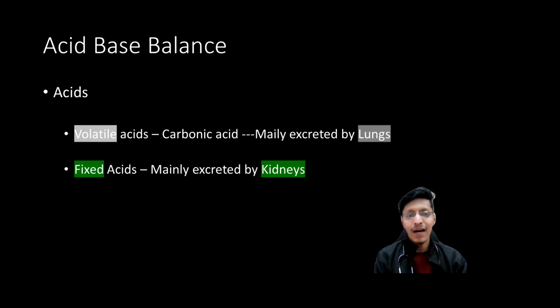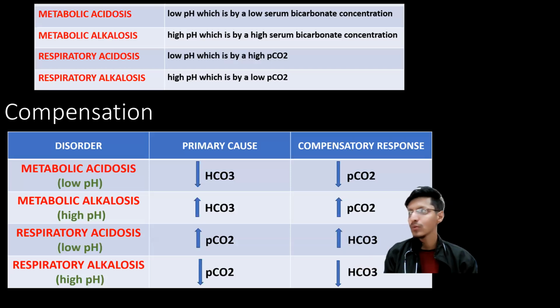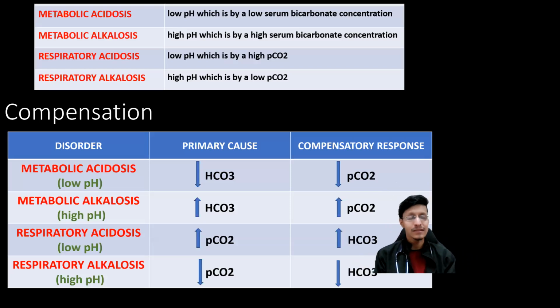Now, coming to the acid-base balance. How are the acids excreted? The volatile acids, such as carbonic acid, are excreted via the lungs in the form of CO2, and the fixed acids are excreted by the kidneys. So these are two different mechanisms of excretion of acids from the body. Now, this we all know. This we have been studying since our first prof rather.